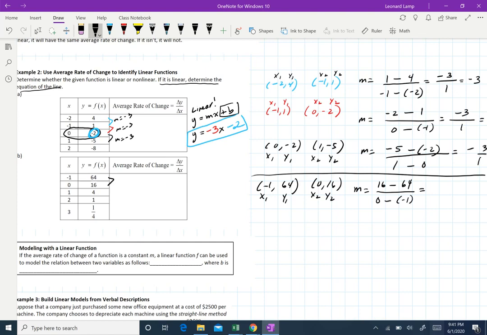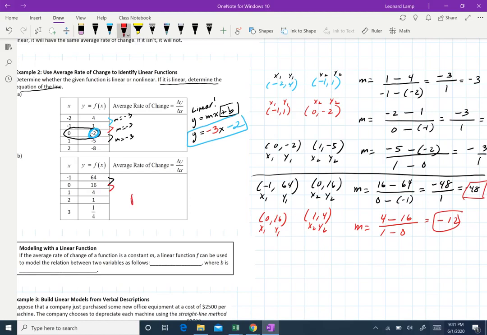So you have 16 minus 64, which is going to give us -48, and then 0 minus a -1 is giving me a +1. So our slope is -48 between those 2 points. Okay, now if we do the next set, we'd have the point 0, 16 and the points 1, 4, x1, y1, x2, y2, y2 minus y1 over x2 minus x1. And notice really quickly, this is not going to be the same number here. So automatically, we don't even have to do anything else. We can already say not linear.